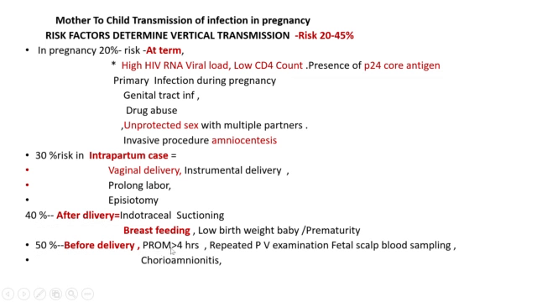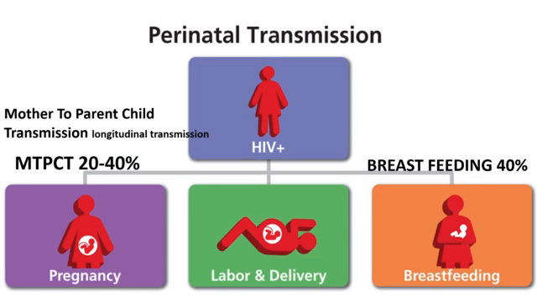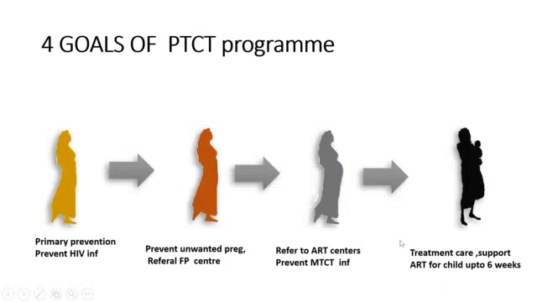Whenever there is premature rupture of membranes with duration more than 4 hours, repeated PV examination, fetal scalp blood sampling, and chorioamnionitis associated with pregnancy, in these cases the risk is highest, 50%. Perinatal transmission can be divided into mother to child transmission, 20 to 40% in pregnancy. The transmission can occur in labor or delivery also, and with breastfeeding. So 40% is the risk with breastfeeding for perinatal transmission.